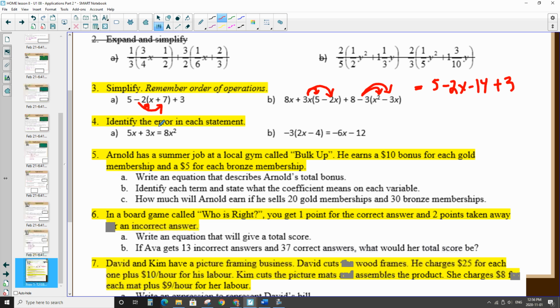Number 4, you're just looking for the error. There's something that was done incorrectly in each of these questions here.